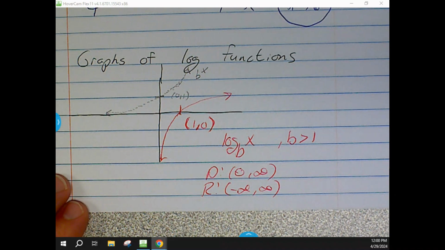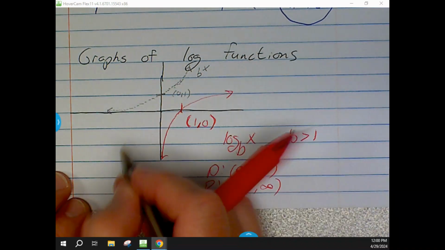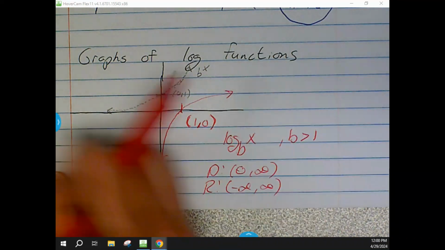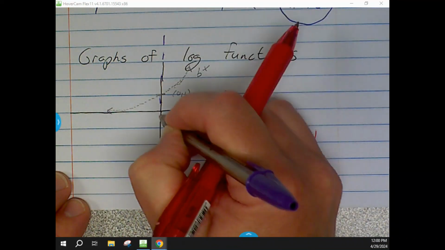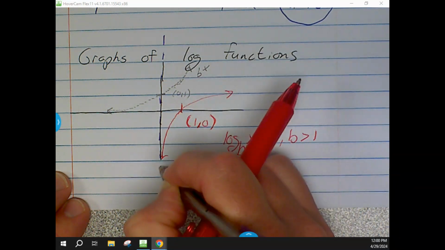Okay. And then one other thing we're going to add in there: we had a horizontal asymptote going this way. Well, now we're going to have a vertical asymptote going this way. So that's our cutoff line.